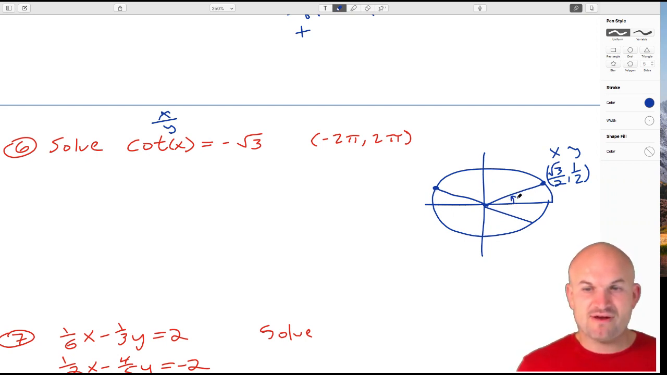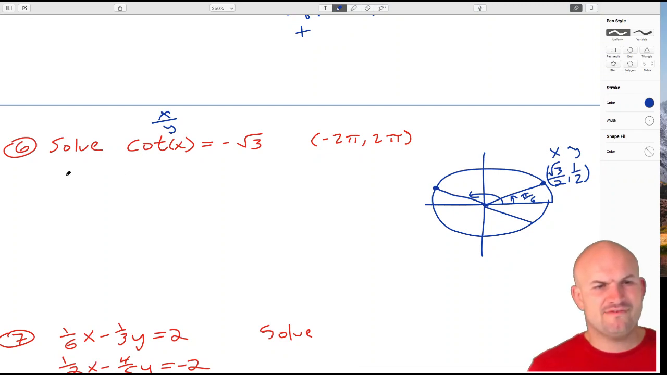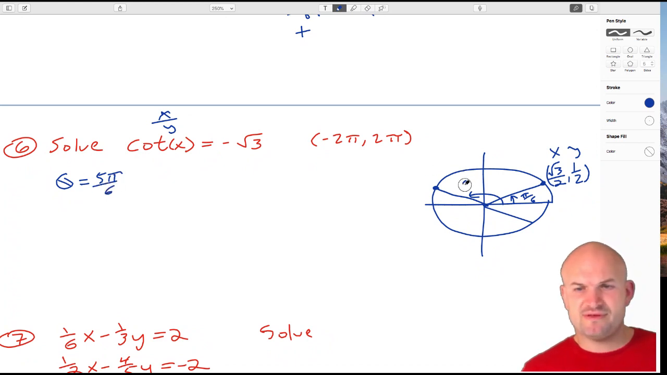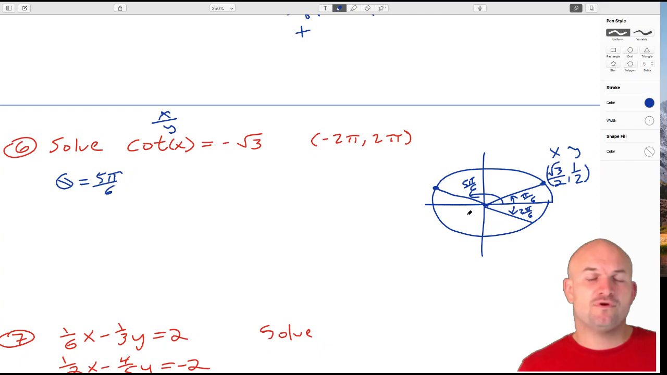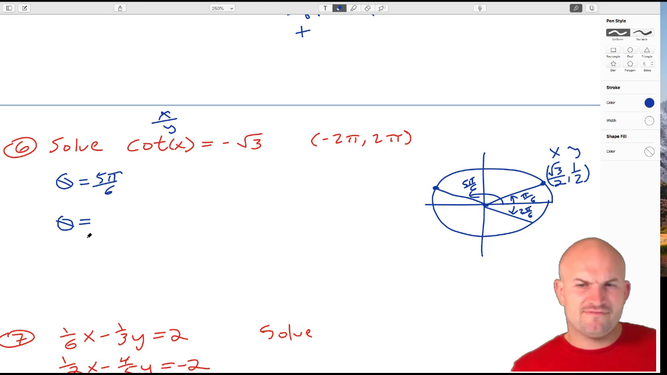Well, this point has a reference angle of pi over 6. So therefore this angle, I'm going to have theta equals 5 pi over 6, because that's pi over 6 short of pi. So it's going to be 5 pi over 6. And then we have this angle, which is pi over 6 short of 2 pi. So therefore, that's going to be 11 pi over 6.